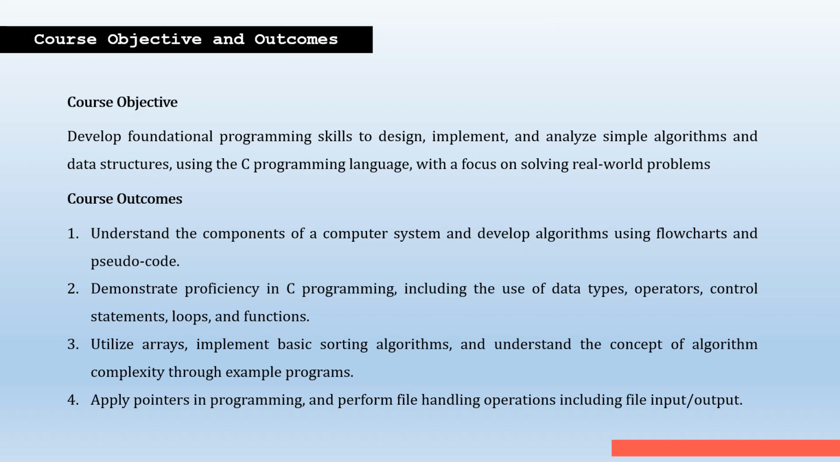The course outcomes are as follows: understand the components of a computer system and develop algorithms using flowcharts and pseudocode. Second, demonstrate proficiency in C programming, including the use of data types, operators, control statements, loops, and functions. Third, utilize arrays, implement basic sorting algorithms, and understand the concept of algorithm complexity through example programs. Fourth, apply pointers in programming and perform file handling operations, including file input and output.